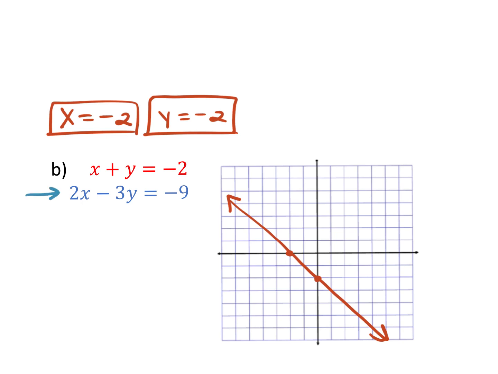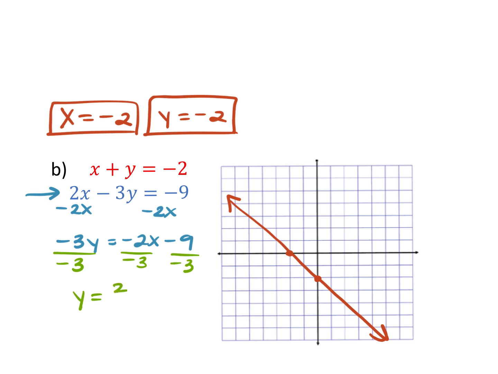This one, I'm going to solve for y. I'm going to isolate the y. So I'm going to take away the 2x. So I get negative 3y equals negative 2x minus 9. And then I'm going to divide by negative 3 everywhere. Make sure whatever you do on that side, you do it to the whole other side. So this is y equals, what's negative 2 over negative 3? Positive. Yeah. So that's 2/3 times x. And then negative 9 over negative 3 is a positive 3. So this is the line that we're going to graph. Okay, that's in slope-intercept form.